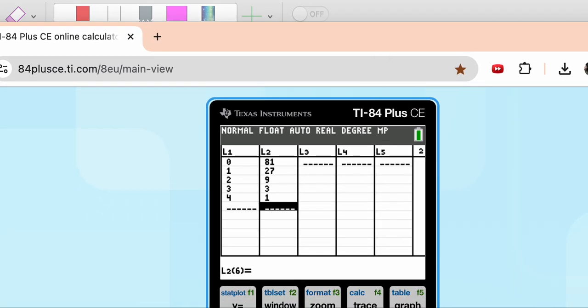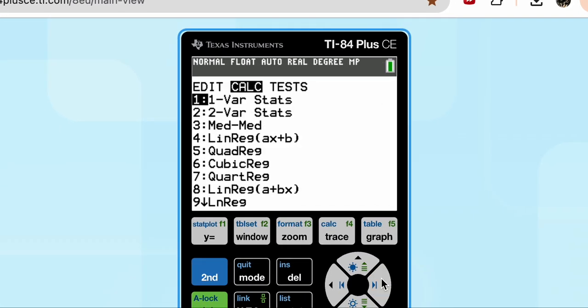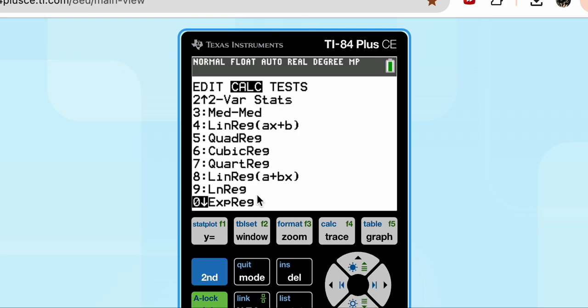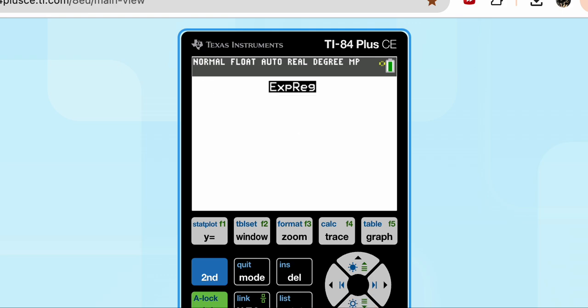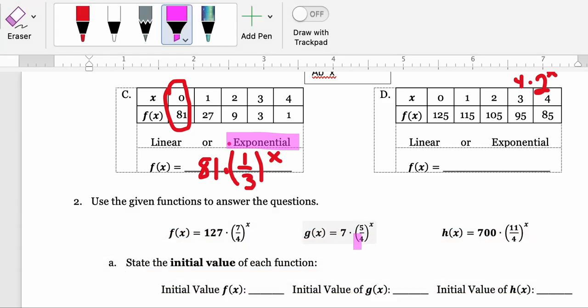Now I'm going to hit stat again. Let's see if you can see, I'm going to go stat, calculate. And then I'm going to go down to where it says expo regression, exponential regression. Hit enter, and then I'm going to let it calculate. And we have our A is 81 and B is 0.333, which is actually what 1/3 is as a decimal, right? It's a repeating decimal. If you were to put 1 divided by 3, this is what you would get. Okay, so if you're not sure how to do it using the formula, you could always rely on the calculator.